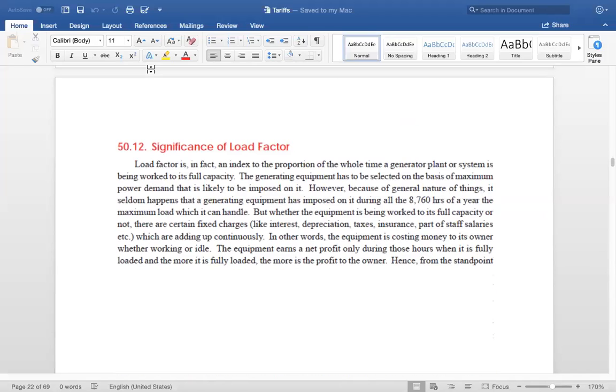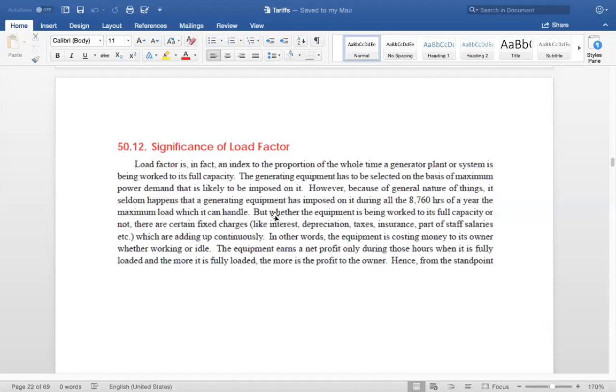Now, the significance of the load factor is in fact an index to the proportion of the whole time a generator plant is being worked to its full capacity. The generating equipment has to be selected on the basis of the maximum power demand that is likely to be imposed on it. Because of the general nature of things, it seldom happens that the generating equipment has imposed on it, during all 8,760 hours of a year, the maximum load which it can handle.